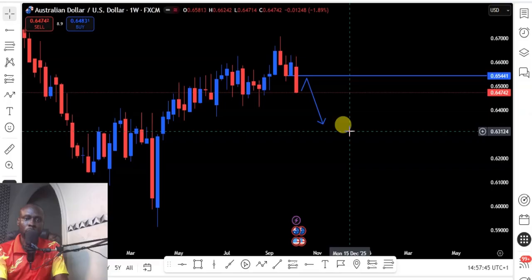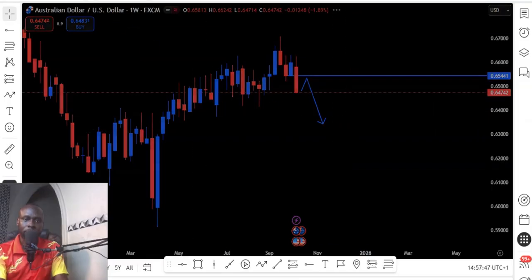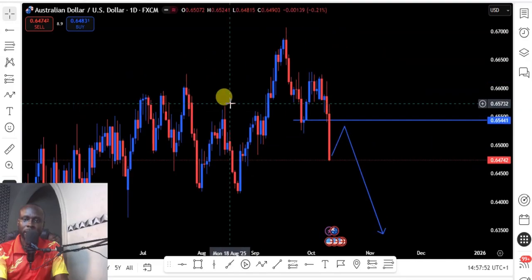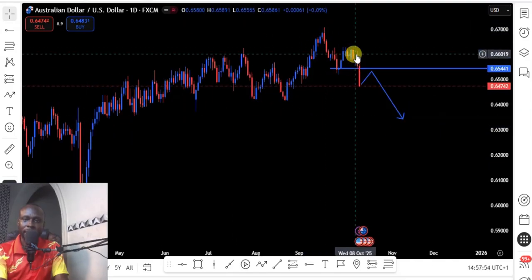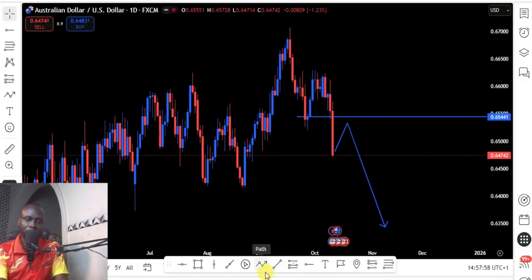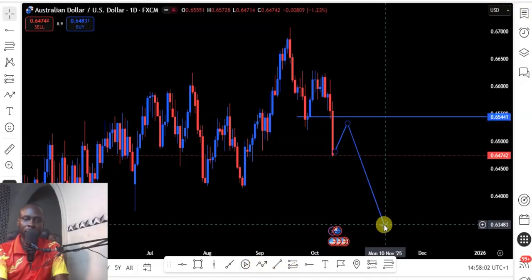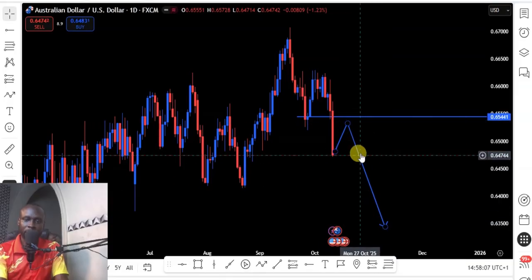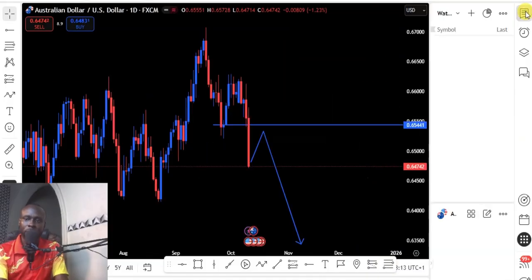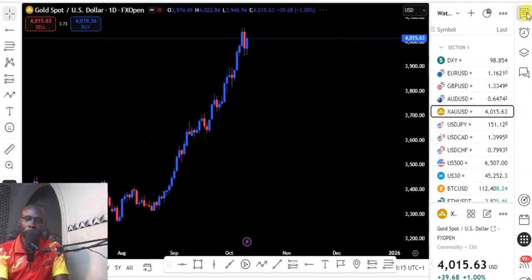So let's go to our daily chart. On my daily chart, you can see clearly that we have a higher high and a lower high, which indicates a shift in trend. So what we expect now, we need this retest, then we'll first start looking for a major sell for the Australia USD. So we're waiting for this retest, then we'll first start looking for a major sell on the Australia USD this week. So let's look at our next pair, which is the gold USD.